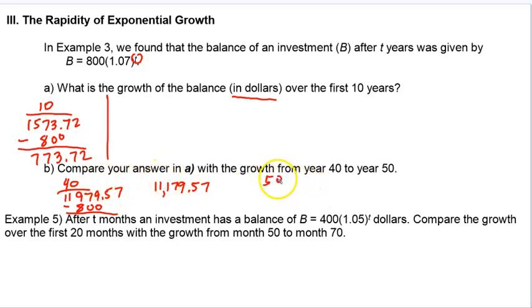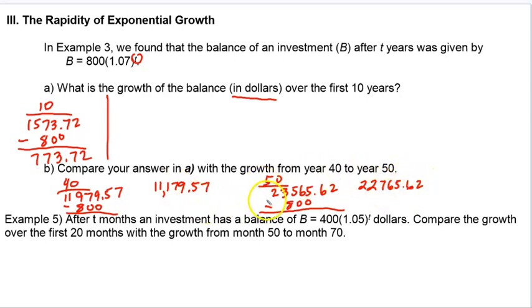Now let's do the 50-year growth. So we'll take that same formula, let t become 50, and you should get 23,565.62, and then to tell how much it grew in terms of dollars, we'll subtract off how much we started with, and that leaves us with 22,765.